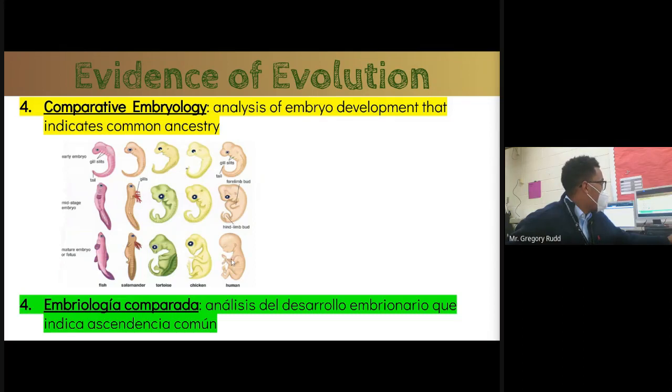Actually, chickens are birds. So we've got a mammal, we've got a bird, we've got a reptile, we've got an amphibian, and we've got a fish. So we've got 5 different classes represented here, but they all look basically the same as embryos. That's evidence of evolution. That's evidence that they share a common ancestor, that all life kind of started in the same way. Pretty remarkable.